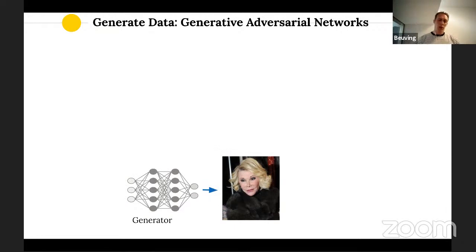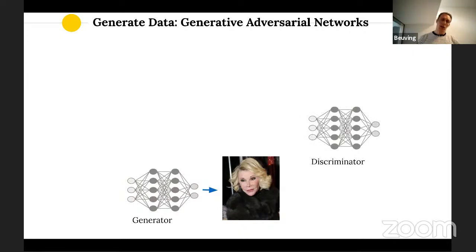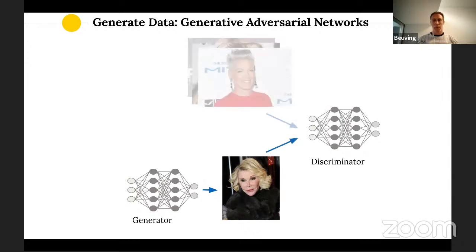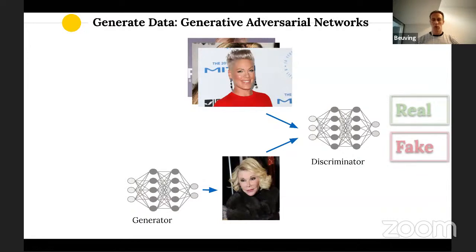But how does this generator know if the face looks realistic? I mean, that's a hard problem. So therefore, we have a discriminator. The discriminator is also another neural network which tries to predict if the face that is generated by the generator is real or fake. So we have some real faces on the top, and then the fake face on the bottom. The objective of the discriminator is to just tell me if it's real or fake.